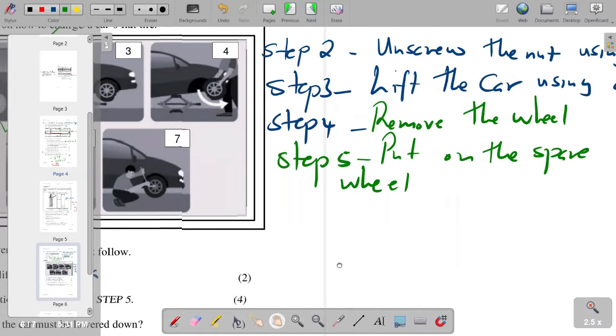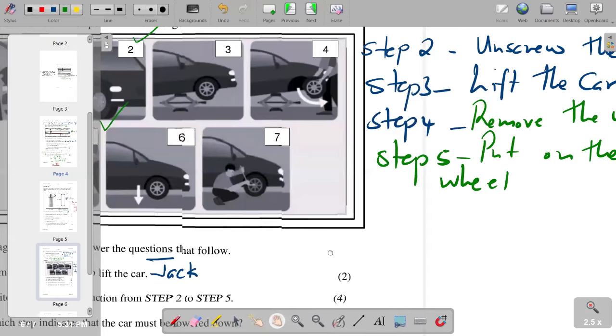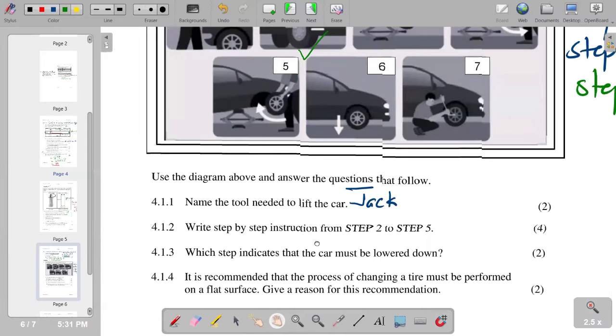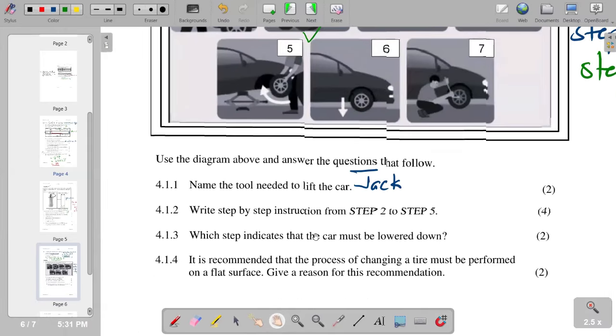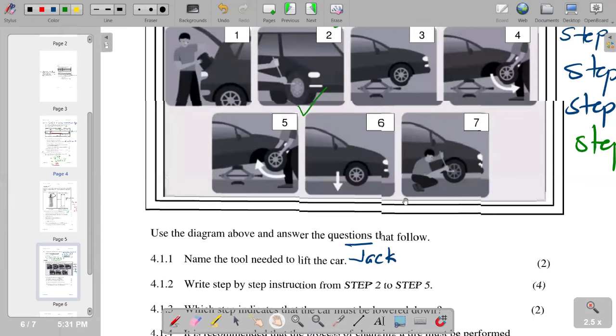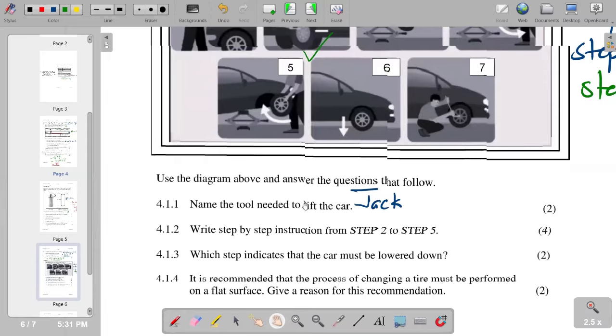So basically, this is what we have on this part. Then we move on to 1.4 and 1.3, which indicates that the car must be lowered down. Of course, we'll check where we've got the arrow that is pointing downwards, so that is being lowered down. So this is on step 6. So we are saying step 6 is our correct response.